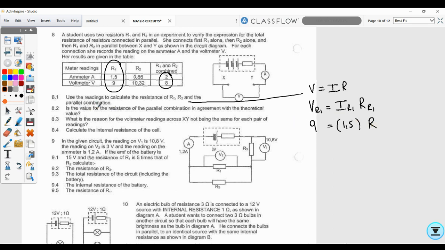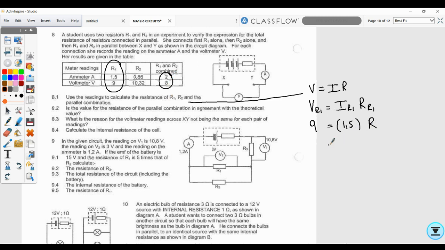Then they say, is the value of the resistance for the parallel combination in agreement with the theoretical value? So if you worked it out, it's probably going to be a little bit different. Yeah, so they're asking why. That's a nice question. Why is it not the same? Is the value for the resistance R1 and R2 combined.